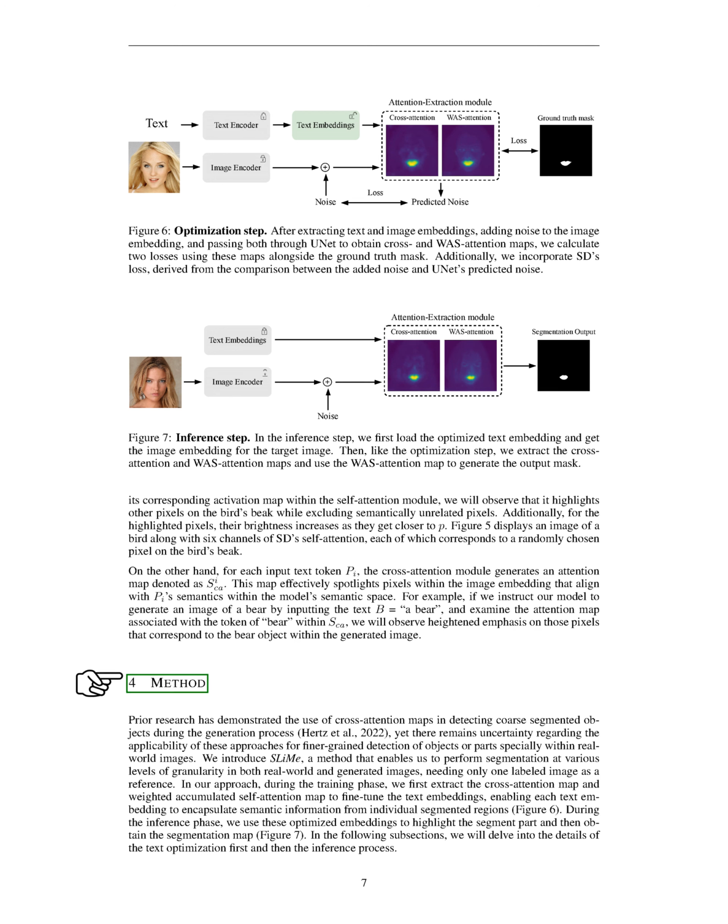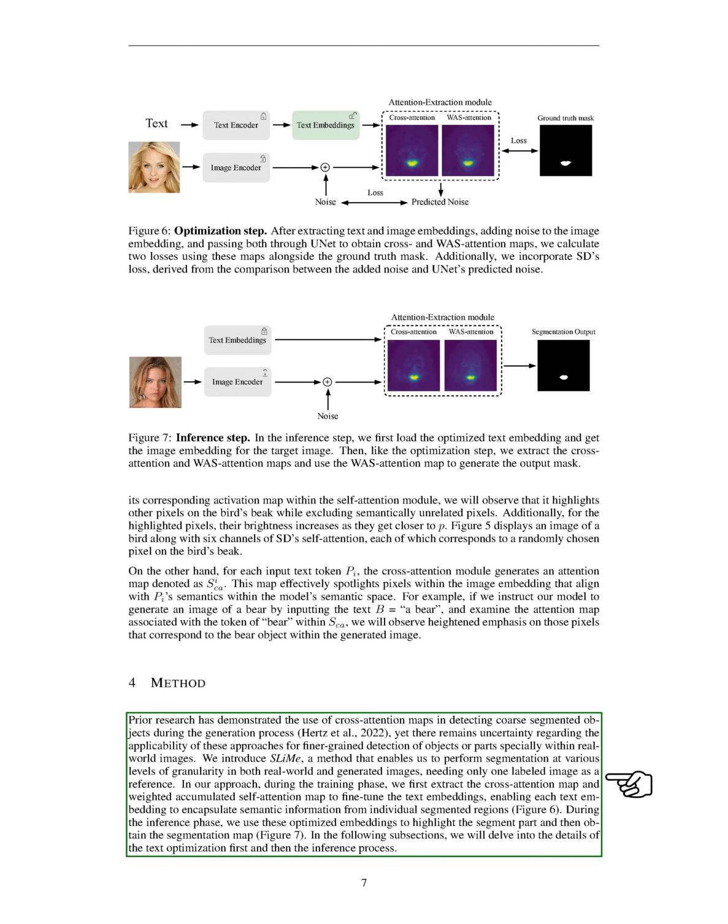Section 4 Method. We've developed a method called SLiMe, which allows us to segment images at various levels of detail, using just one labeled image as a reference. This method can be applied to both real-world and generated images. The process involves two main phases: training and inference.